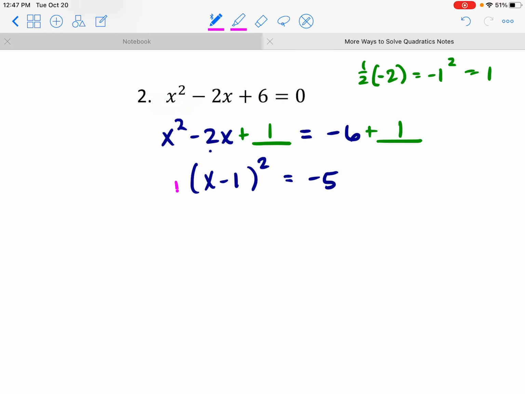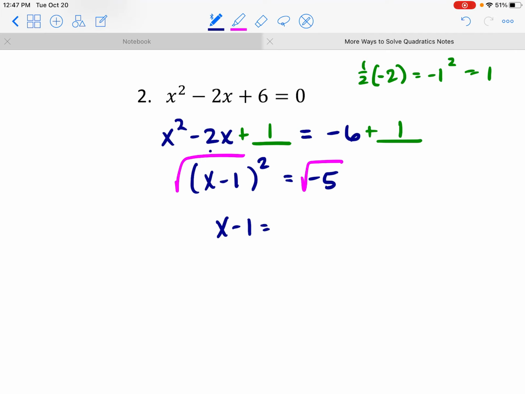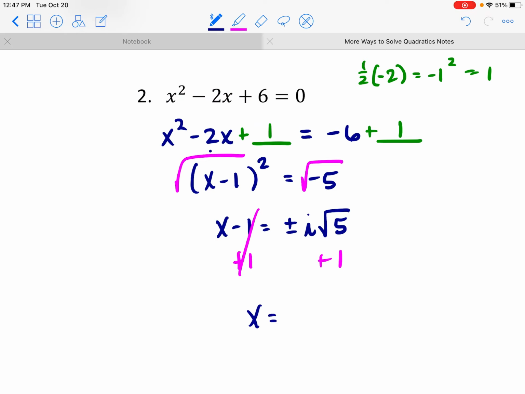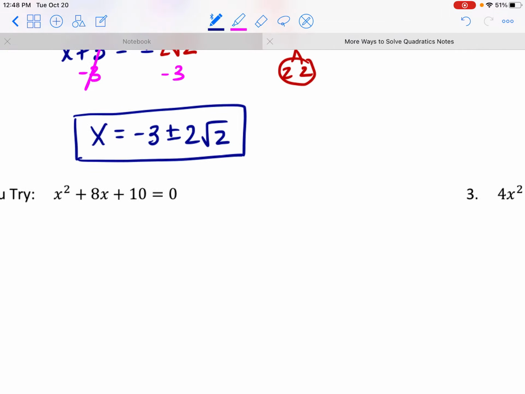Now I can square root both sides. So we're left with x minus 1 on this side, and then plus or minus. I can't break down the 5, but the negative is going to come out as an i. So this is going to be i radical 5 here. And then my last step would be to add 1 to both sides. So now x is all by itself, and I can't really add 1 to an imaginary here, so it's going to stay separate. So I have 1 plus i radical 5 and 1 minus i radical 5 as my two complex solutions here. Okay? Moving right along.